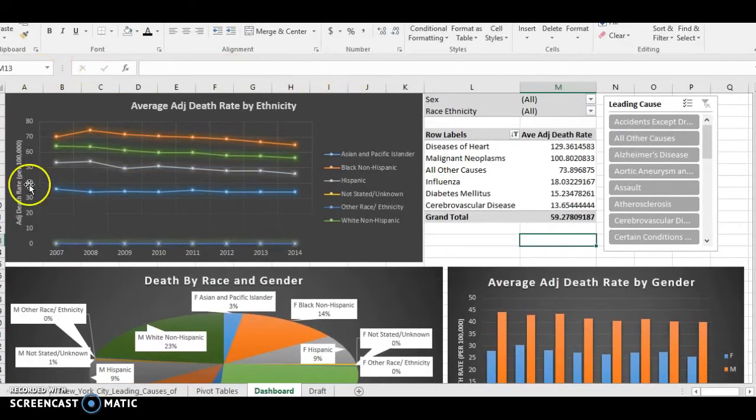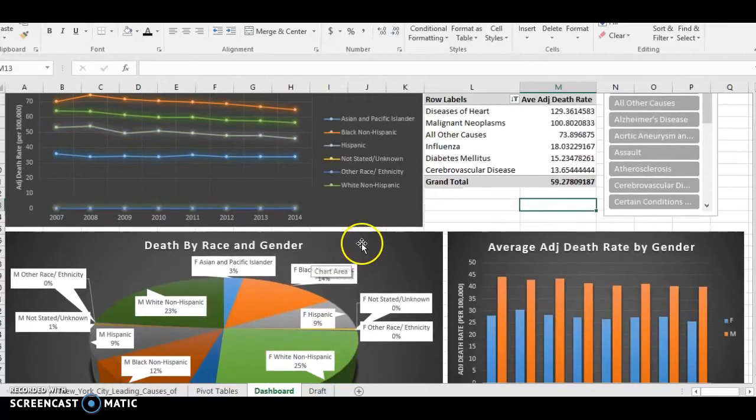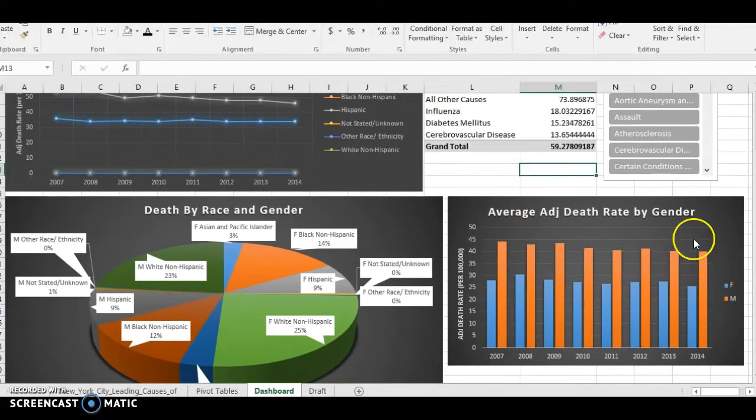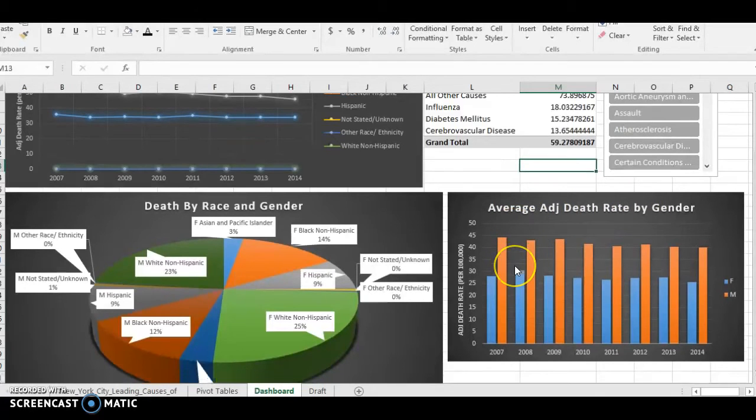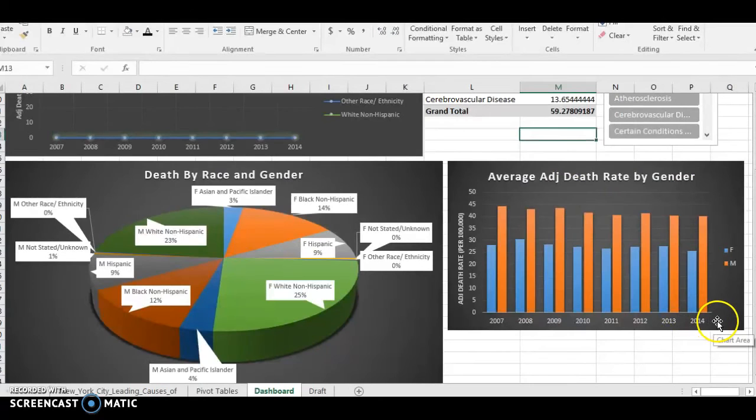Then over here, I have a line chart comparing the average age-adjusted death rate by ethnicity over the seven-year period from 2007 to 2014. And here I have a line chart that compares the average age-adjusted death rate by gender, also from the period of 2007 to 2014.